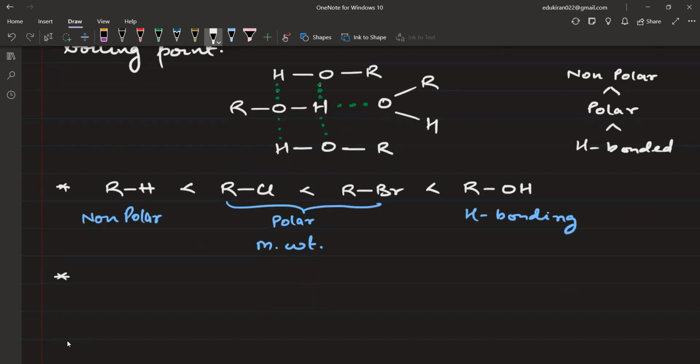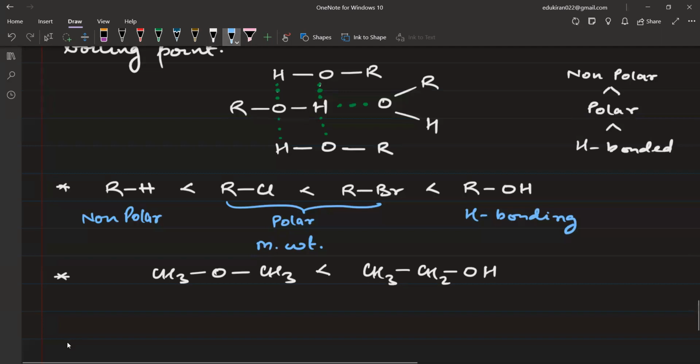For example, if we have CH3OCH3. So this is an ether. Ether will have lower boiling point than CH3CH2OH. Now both of them are isomers, and these are functional group isomers in which we have different functional groups. Here we have ether, here we have alcohol. But the molecular formula is going to be the same. Now this ether is what? Non-polar. And this is hydrogen bonded.